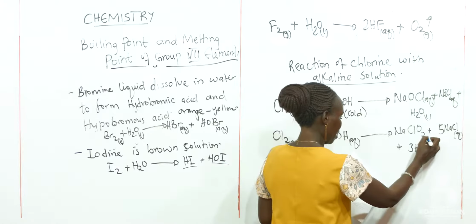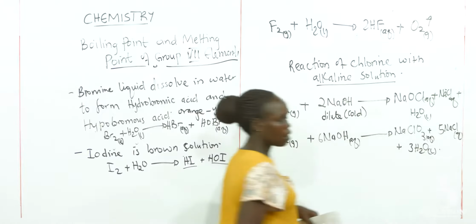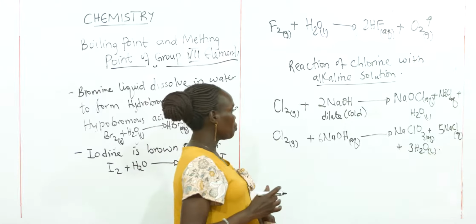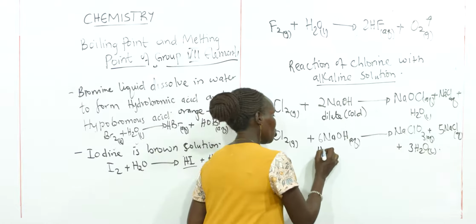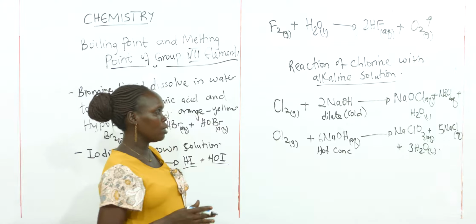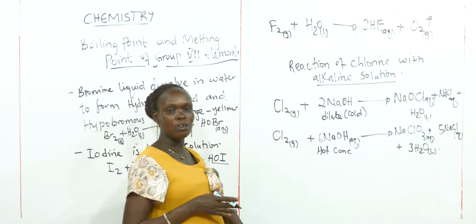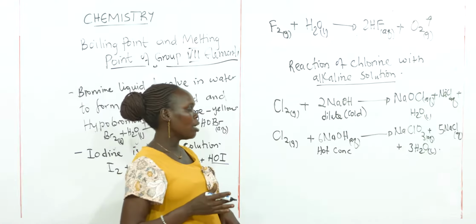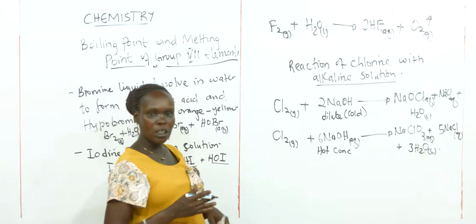So in this case, we shall have 3 molecules of water formed, and these products are sodium chlorate, sodium chloride, and water. So we see that this is now a hot concentrated alkaline solution of sodium hydroxide. We are going to see that the reaction of chlorine with the alkaline solution is divided into 2 ways: first it reacted with the dilute cold sodium hydroxide, and secondly it reacted with hot concentrated sodium hydroxide.